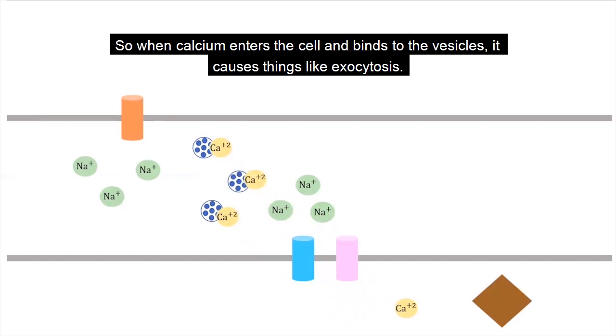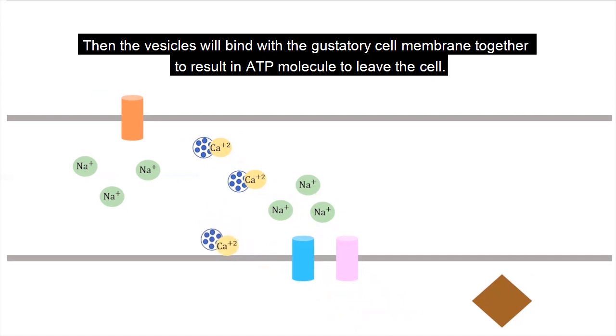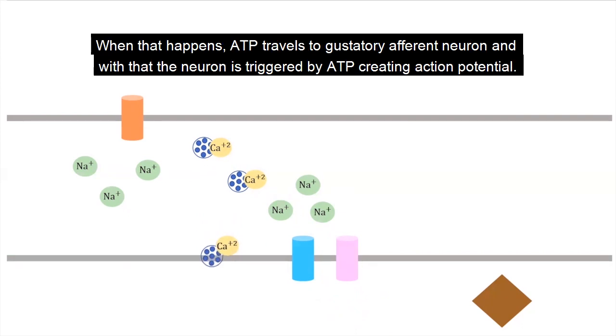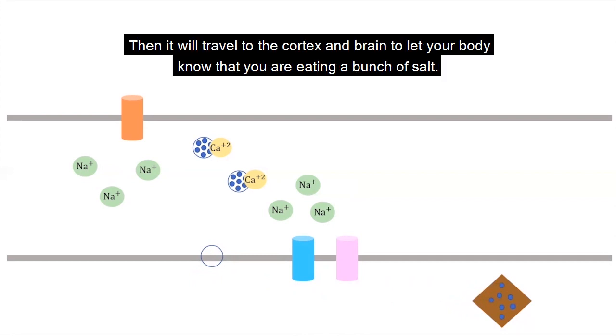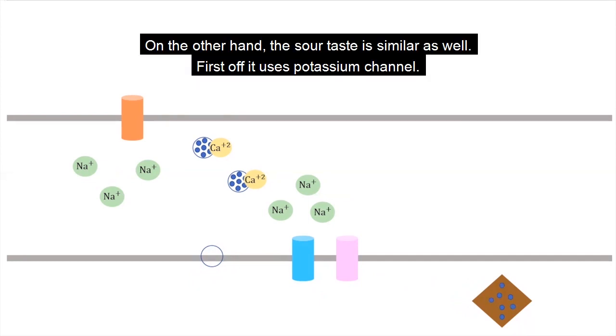So when calcium enters the cells and binds to the vesicles, it causes things like exocytosis. The calcium also binds to snare proteins that are at the edge of the gustatory cells and activates the proteins. Then, the vesicle will bind with the gustatory cell membrane together to result in ATP molecules to leave the cell. When that happens, ATP travels to the gustatory afferent neuron, and with that, the neuron is triggered by ATP, creating action potential. Then, it will travel to the cortex and brain to let your body know that you are eating a bunch of salt.